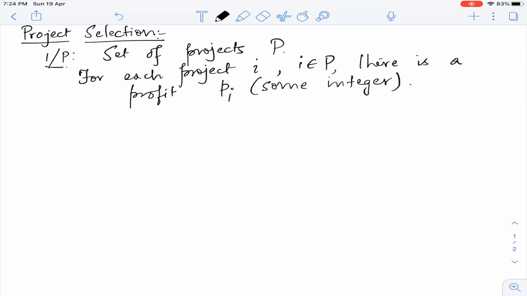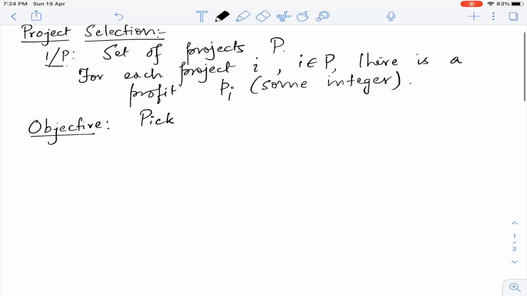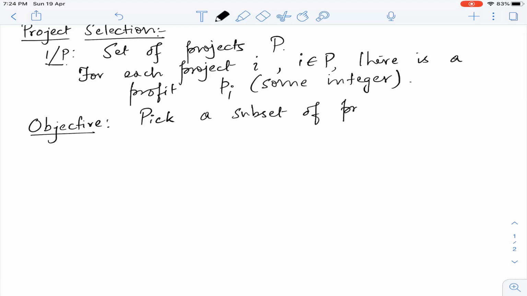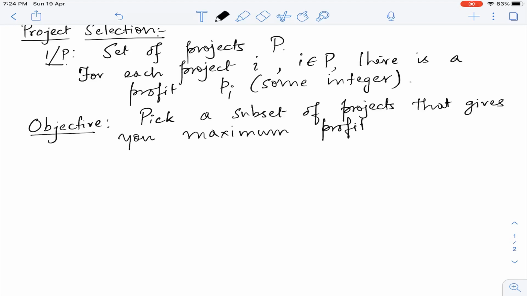Now what is the objective? Well, the objective is to pick a subset of projects that gives you maximum profit. So among all the projects that are available to you, you have to pick a subset of them such that the total profit is as much as possible.